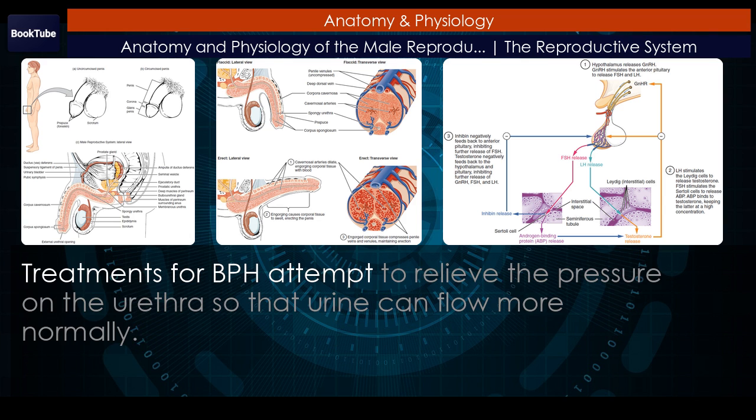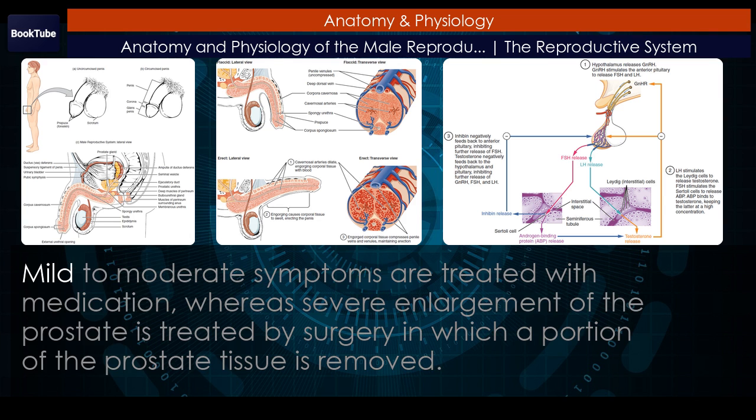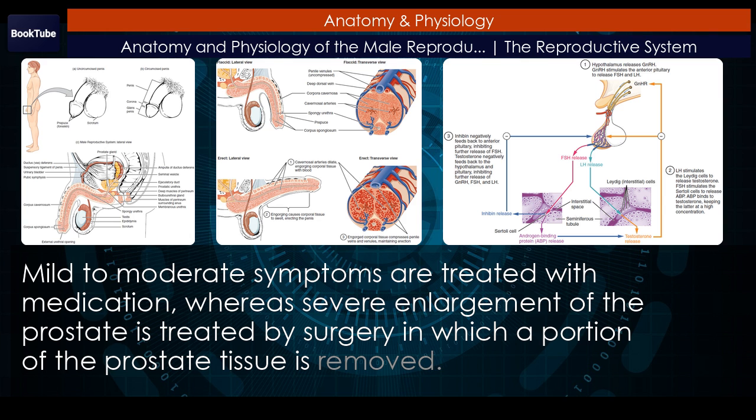Treatments for BPH attempt to relieve the pressure on the urethra so that urine can flow more normally. Mild to moderate symptoms are treated with medication, whereas severe enlargement of the prostate is treated by surgery in which a portion of the prostate tissue is removed.